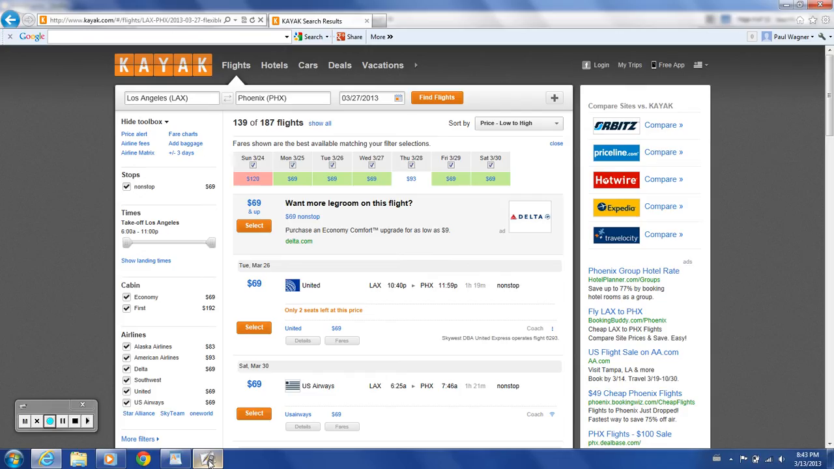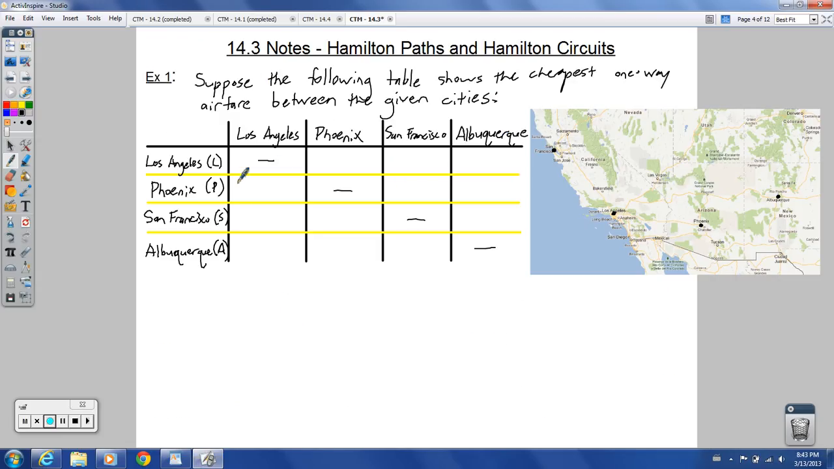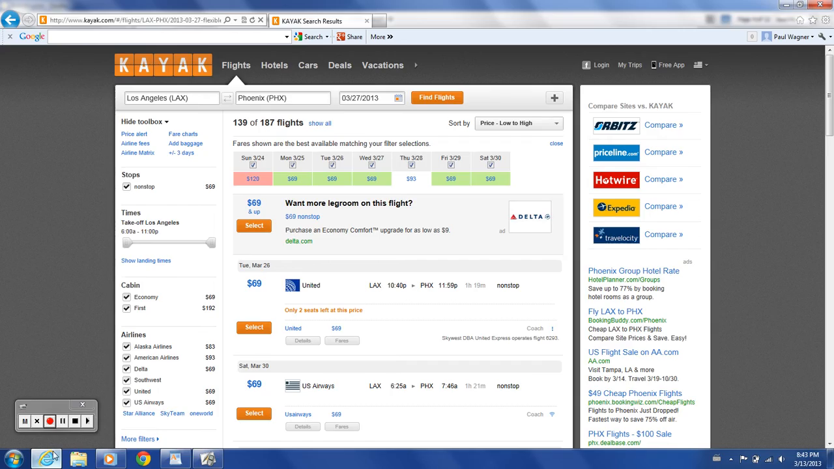So let's go back to here, and let's put that into our table. So 69 will be here, and we're going to assume that the flight from Phoenix to LA will be the same as from LA to Phoenix. And so both of those will fill in with a 69. And let's go back to this here, and we'll change this to, we want to go now LA to San Francisco.